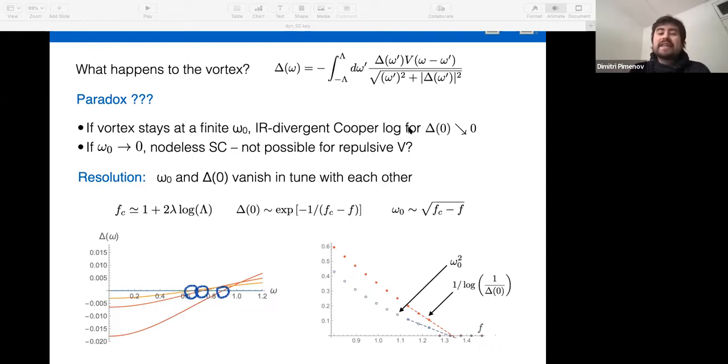The answer is that the gap size, delta of 0, and the vortex position, the node, have to vanish in tune with each other. In this model, with some kind of logarithmic approximation, you can find the critical f, which behaves like this. If you approach the critical f, the gap size will vanish exponentially fast, while the vortex position will only vanish as this kind of power law. Look at the left picture: you see that the gap decreases sharply, while the vortex position only moves a little bit. And you can also check this numerically.